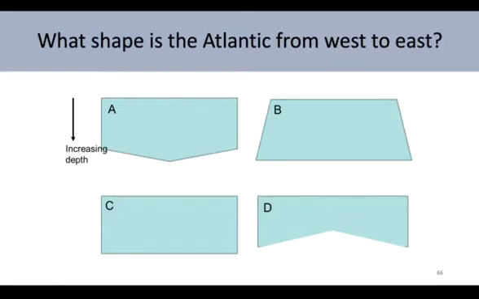So, if you had to draw a little schematic of the Atlantic Ocean from west to east, what shape would it be in? The top of each of these diagrams is sea level, going downwards into the deepest part of the ocean. Which shape do you think outlines the Atlantic Ocean?